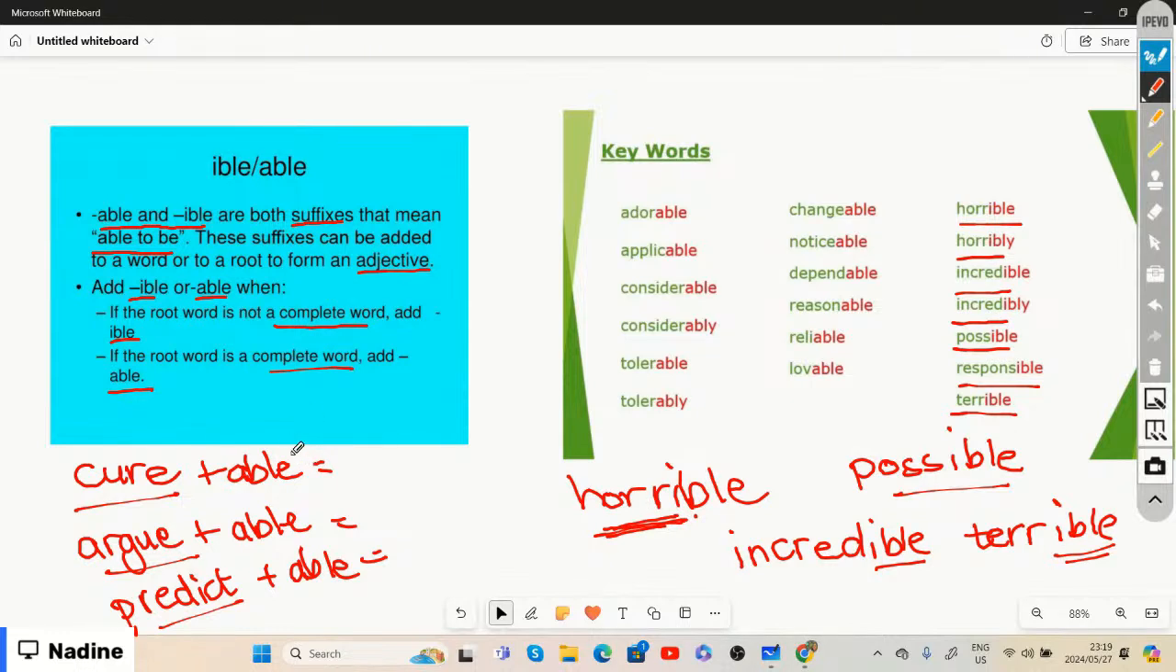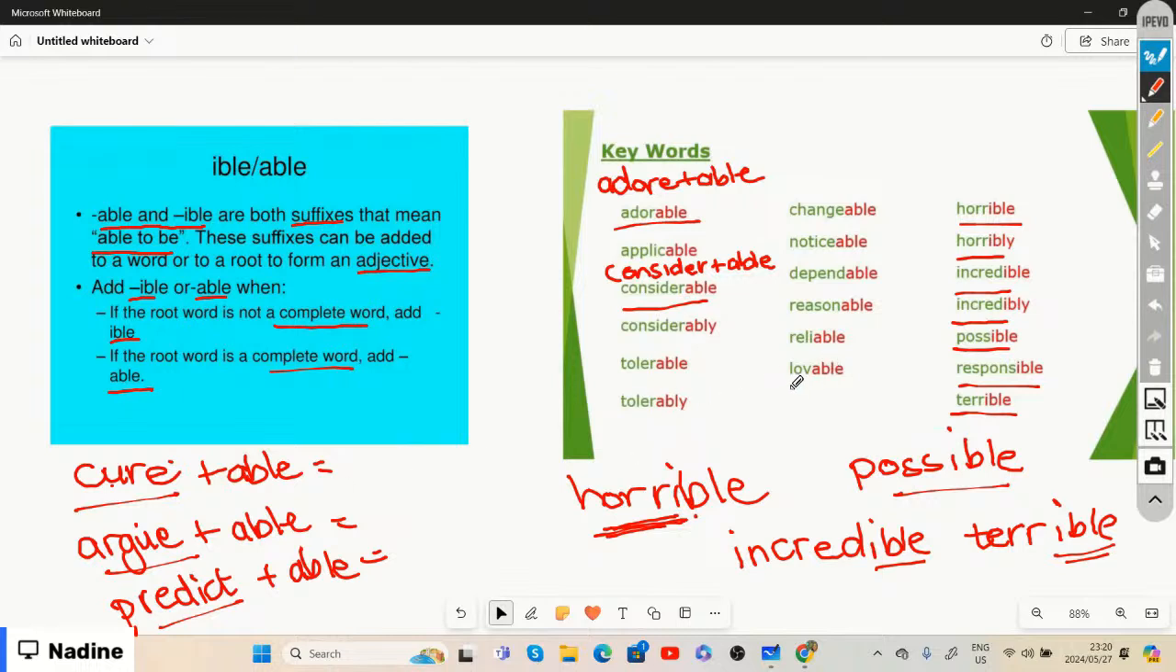Whereas when we add able to a word, then it means that these words are already completed. The base words, the root words are already completed on their own. The same like adorable: this is adore plus able, which is adorable, right? Consider plus able, considerable, right?